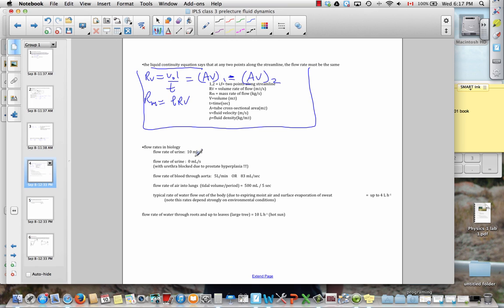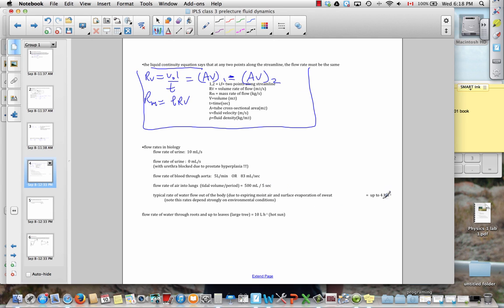Now, this is introductory physics for life science, and some typical flow rates: urine will flow out of your body at about 10 milliliters per second, unless your ureter is blocked. More talk about the prostate later. Blood flow is about 5 liters per minute. All of your blood in your body, about 5 liters, flows through the heart and lungs every minute to be oxygenated. The flow rate of your lungs, your tidal volume, the amount that goes in and out, is about 500 milliliters, and a typical period for the respiration cycle is about 5 seconds.